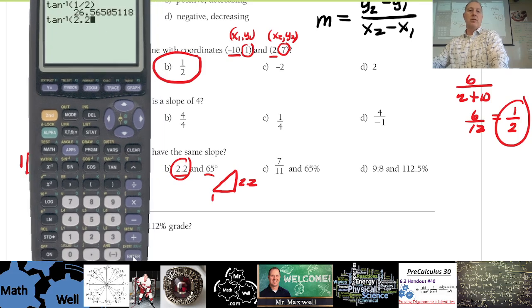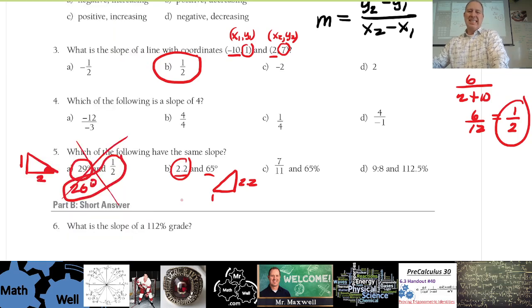2.2. So let's see, what degree is that? 65.5, 65.6? I don't know. I think that's going to be too big. I think that's going to round to 66. So I don't know about this. I don't think so. We'll come back to that one though.